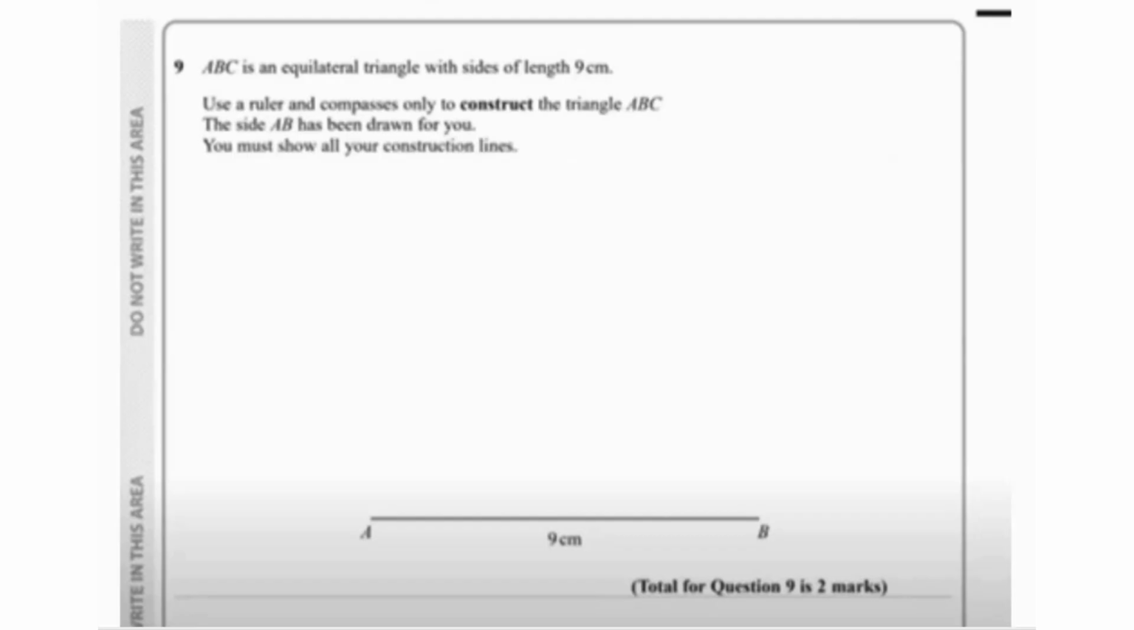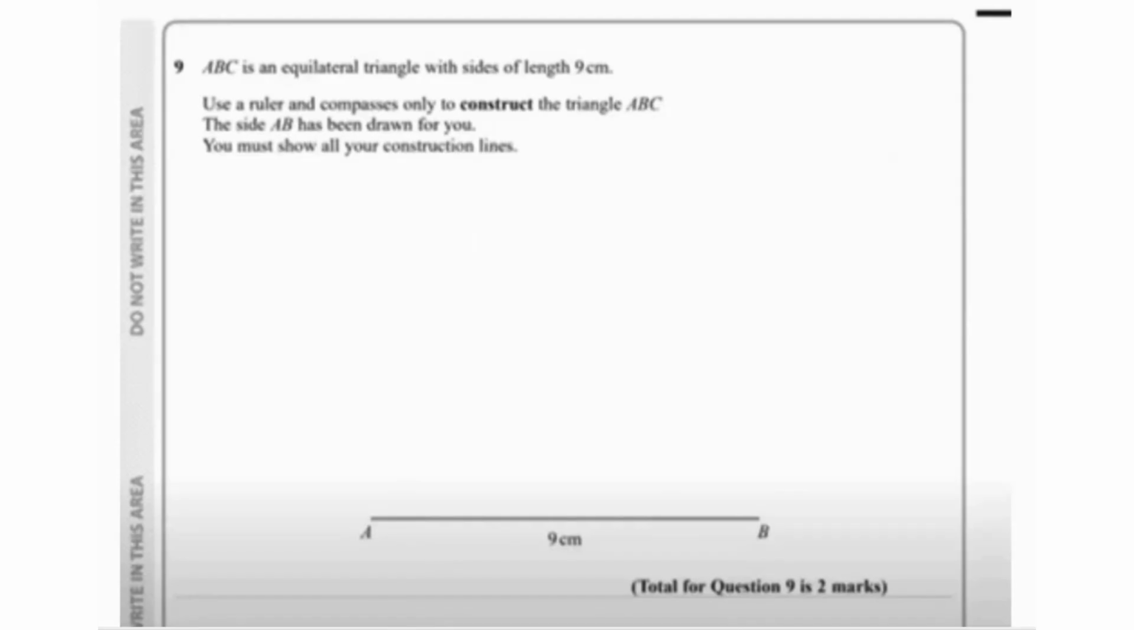So if it's an equilateral triangle, what you will do is open your compass to 9 centimeters. You will put it at point A and draw an arc that is 9 centimeters from point A. Then you will repeat the same step from point B. You will put the pointed part at B and draw an arc above the line, 9 centimeters from B. By 9 centimeters, I don't mean that your arc is going to be 9 centimeters long. The distance that the compass has opened to, that is 9 centimeters.